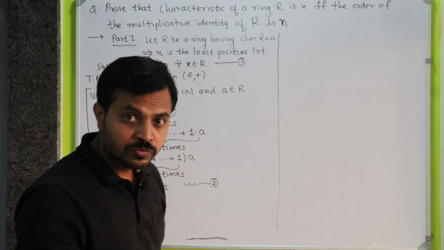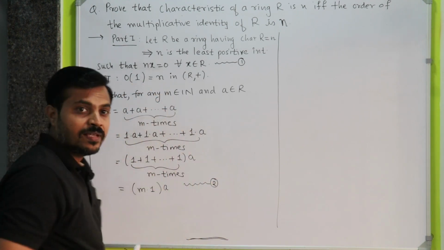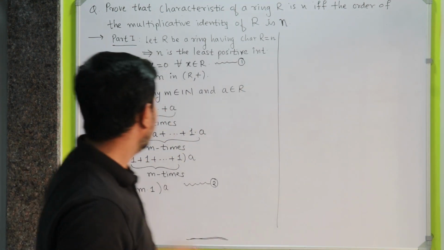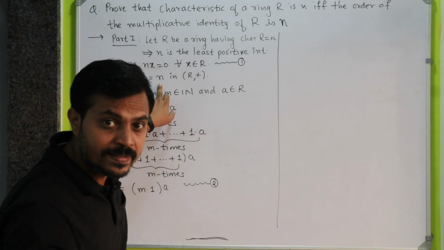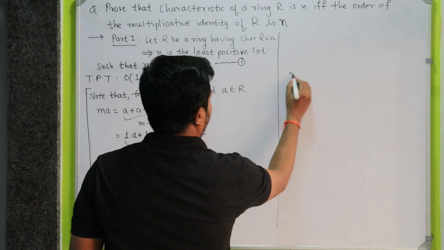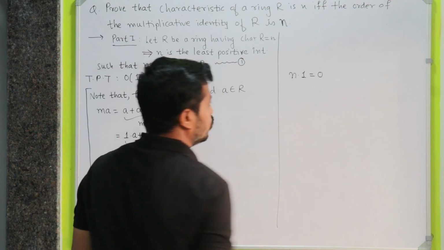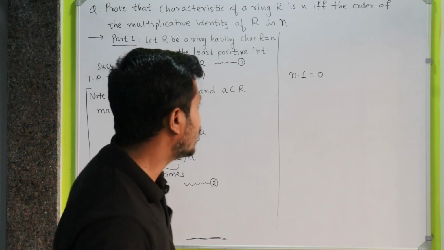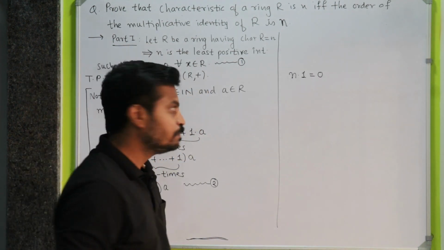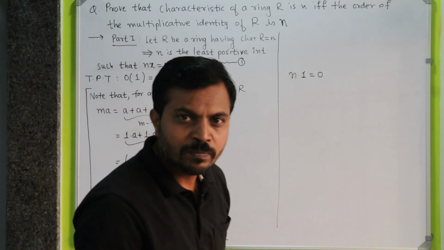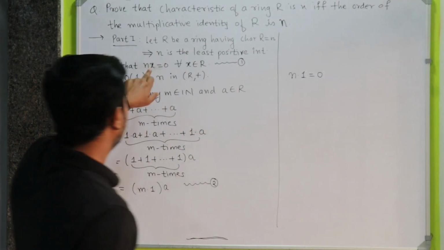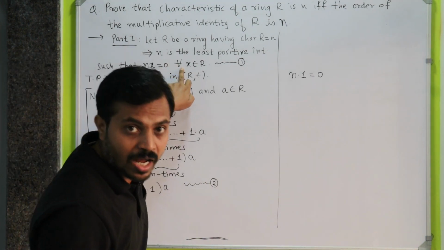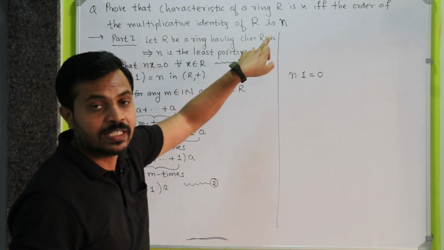So in order to prove the order of 1 is equal to n in (R, +), what we have to do is prove that n is the least positive integer such that n multiplied by 1 is equal to 0. Remember, we have to prove n is the least positive integer such that n multiplied by 1 is equal to 0. But by simple observation, we have nx equal to 0 for all x belonging to R, as the characteristic of the ring is n.